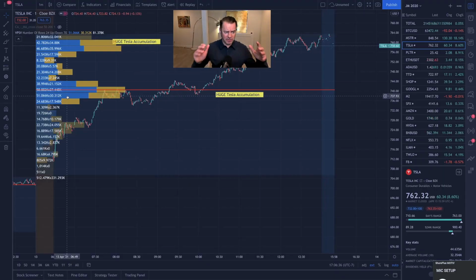Now, what you can also notice about this chart that's important to know is this point of control is only here slightly because the one above just missed it by a fraction. But two big areas of huge Tesla accumulation are happening on this chart. The first one is at the 740 level, and the second one is at the 760 level. Again, these are areas where big money is buying and accumulating big time.